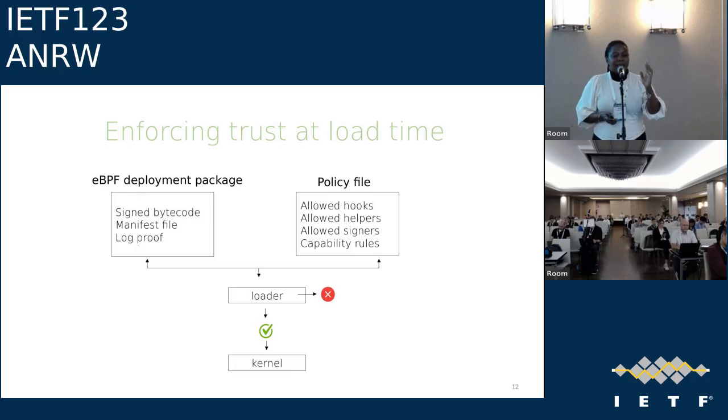And I also talked about the package. What we have in the package is the signed byte code, the manifest file, and the proof of the log. This is public, so it can be traceable. And we also have the policy. The policy can be defined by different organizations, but we'll look at the way of standardizing it later.